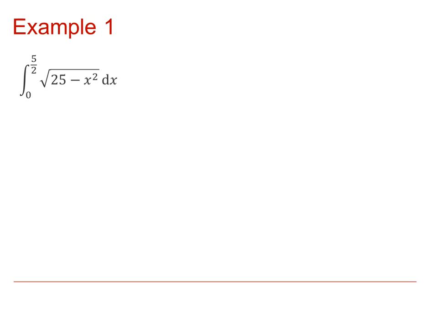In the first one, we've got 25 minus x squared rather than 1 minus x squared. So here the obvious substitution to try would be x is equal to 5 sine u. And then when we differentiate that, dx by du is equal to 5 cosine u.